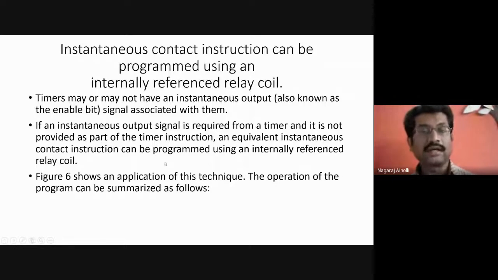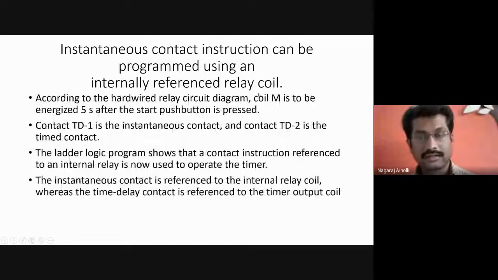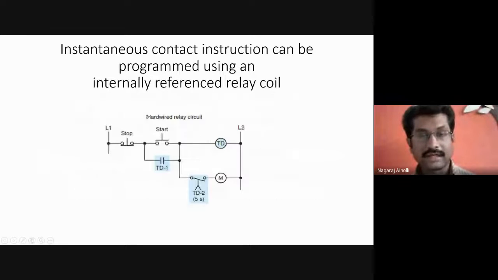Using the relay coil, we can make use of the instantaneous contact instruction to get the immediate output of the timer, not after 5 seconds or 10 seconds, but immediately after the timer is turned on. Whatever the output is, we will be able to observe it. The next figure shows an application of this technique. Let us look into the diagram.